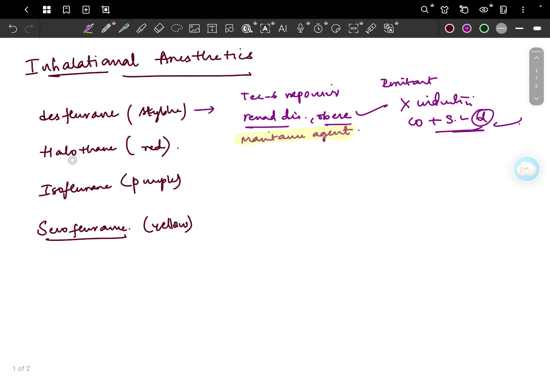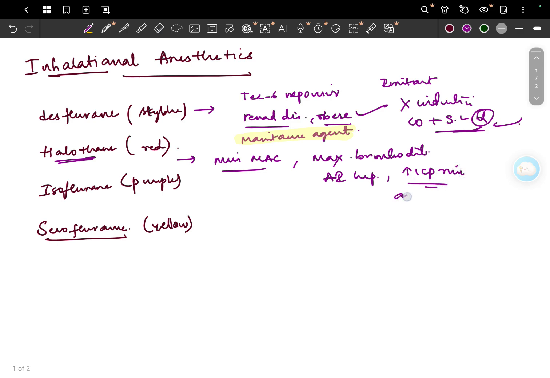Now coming to the next part, that is halothane. Halothane has minimum MAC. By this you can say it is used for maximum bronchodilation, and it can be used in autoimmune hepatitis. It causes maximum ICP rise. Also arrhythmias are seen.